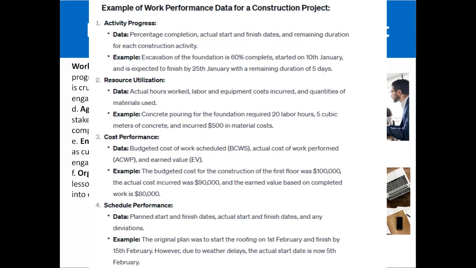Work performance data means the information about the project, like how the project is progressing, what issues, risks, and problems are occurring in the project, whether the project is progressing as per the plan or not, and what the variance is between the planned work and actual work. All those things should be mentioned properly in the work performance data.